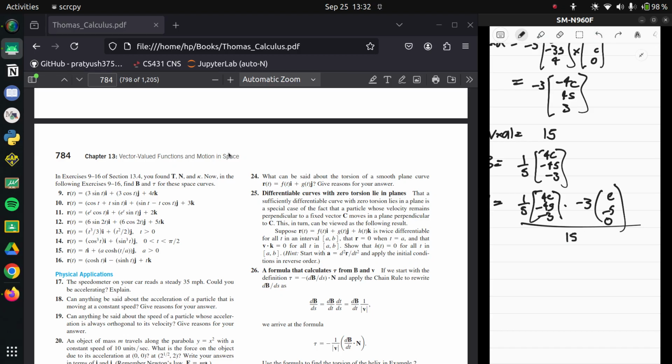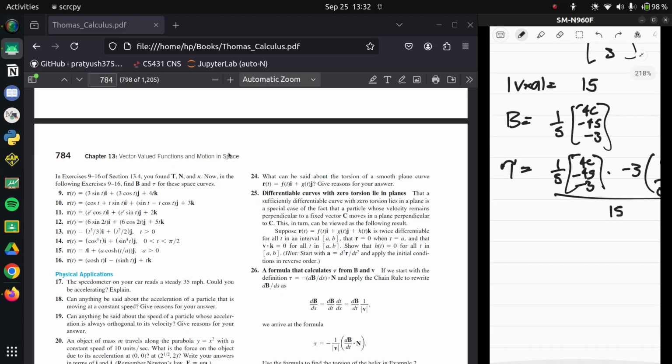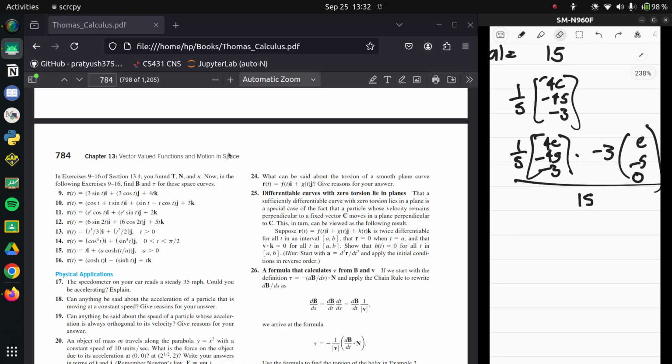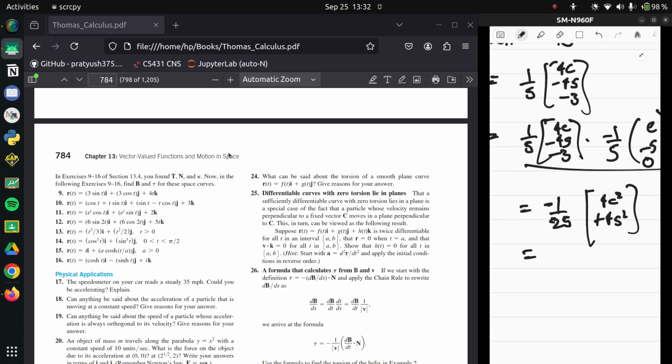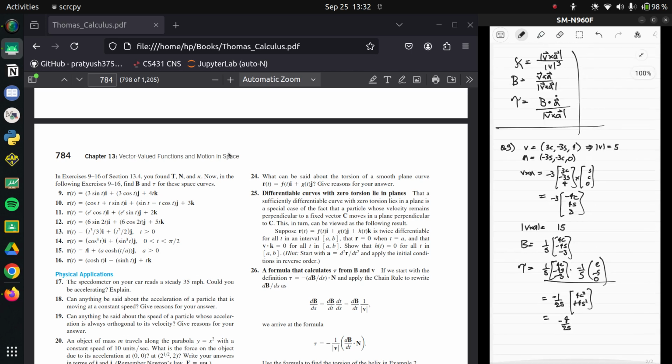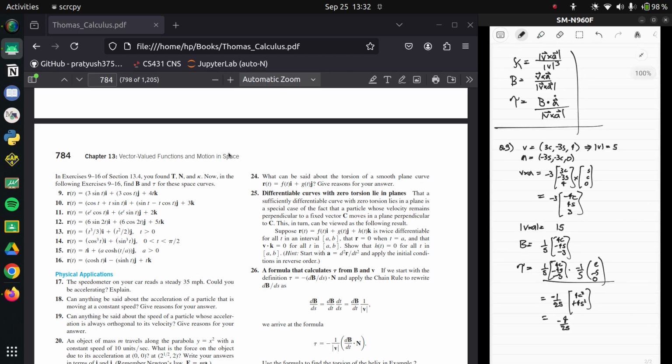Oh, but we dissolved one of them in the B vector, right? So it's just 15 basically. So this just becomes 1 by 5. This is like 1 by 25. And then this is negative, and then it's just minus 4 cosine square plus, so just minus of this, 4 sine square, and then that thing just cancels itself, so it's just negative 4. It's just minus 4 by 25, that's a tau.